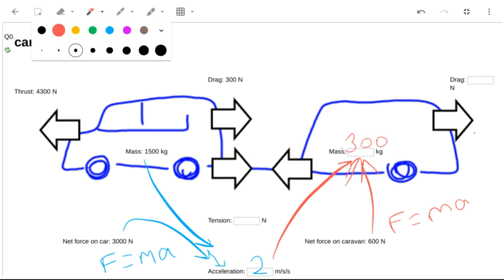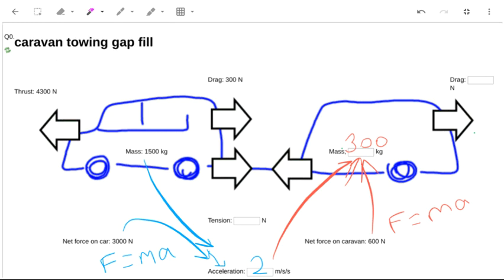Now, let's look at the missing forces. So I've got the net force, which is 600 on the caravan, and I've got 3000 on the car. There's only one force missing on the car, and that's the tension here. Now, if I think about it, the net force, 3000, that's the forward forces, 4,300, minus these two forces.